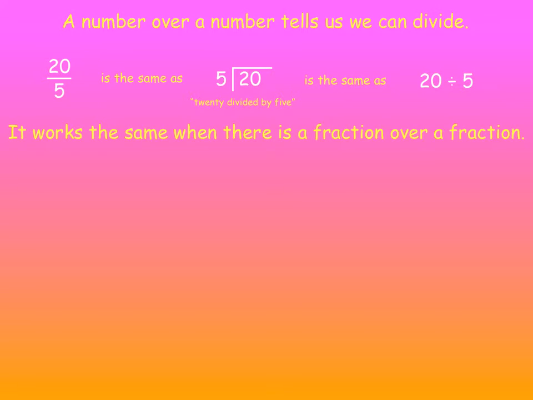A number over a number tells us we can divide. So 20 over 5 is the same as 20 divided by 5. And that's the same as 20 divided by 5 written the other way. It works the same when there's a fraction over a fraction. So 3/4 over 1/4 is the same as 3/4 divided by 1/4. And that's the same as 3/4 divided by 1/4 written the other way.